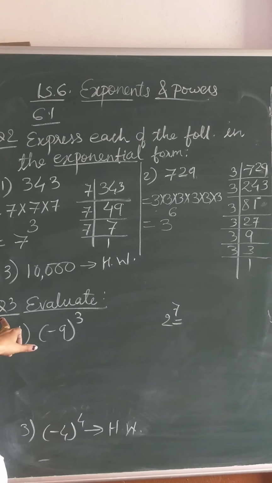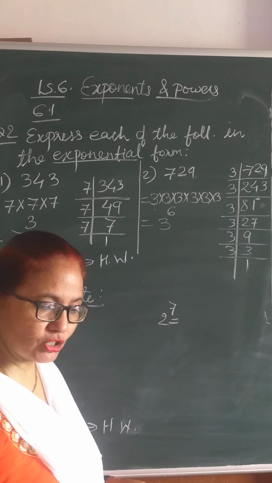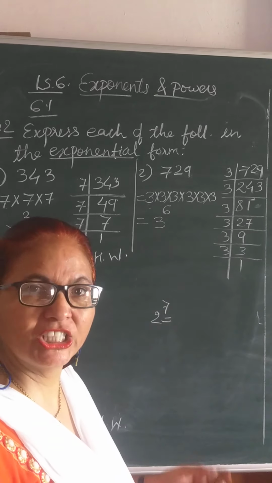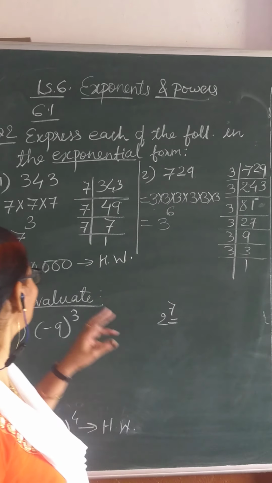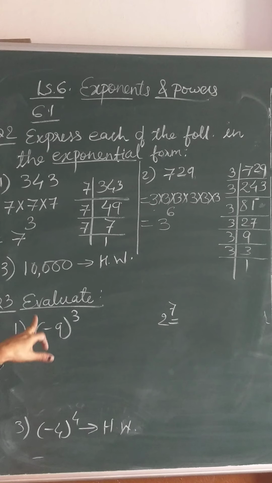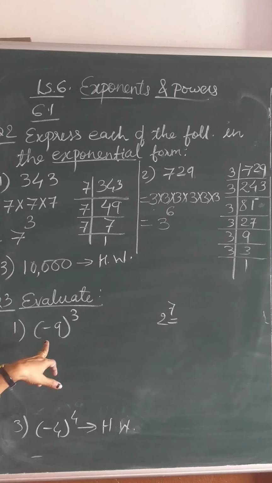Now let's see question number 3, evaluate. In the old textbook, whatever question number 3 is there, express each of the following as a rational number in the form of P by Q, it is cancelled. It is not there in the new textbook. Okay, so here question number 3 is evaluate. Evaluate means you have to find its answer. Okay, now here what is written?